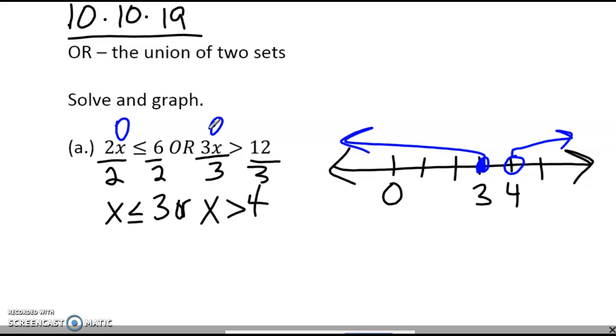So let's look at 5. 5 is in the other part of our solution. So if I plugged in 5 for x on the left, 2 times 5 is 10. 10 is not less than or equal to negative 6. But when I plug in 5 here, 3 times 5 is 15. 15 is greater than 12. So it doesn't have to work in both when we have OR. It has to only work in one or the other to be part of our solution.